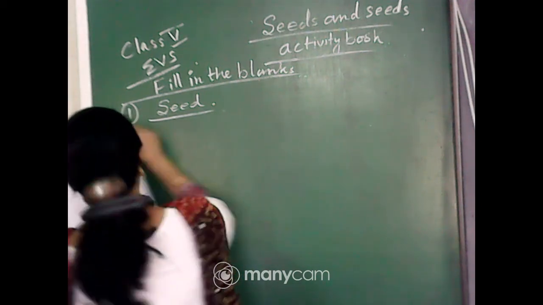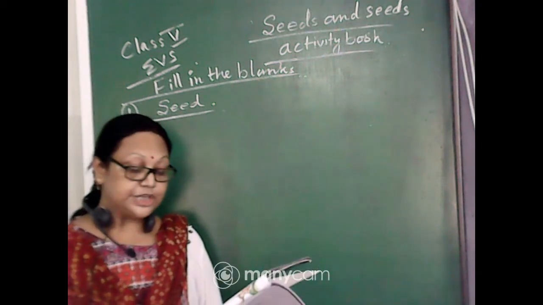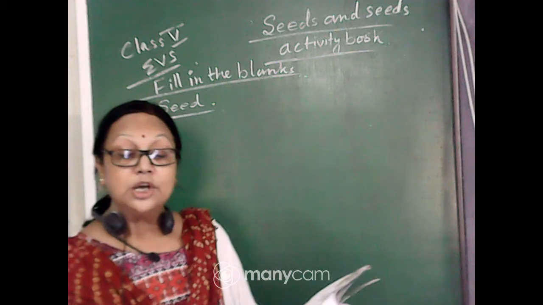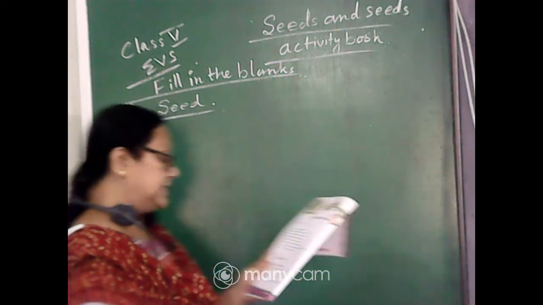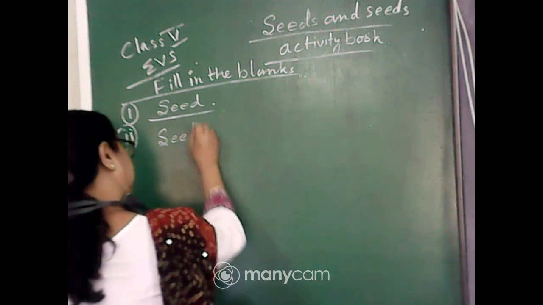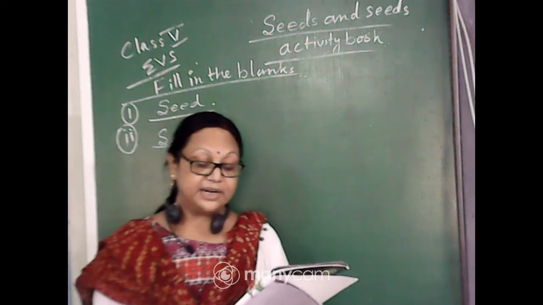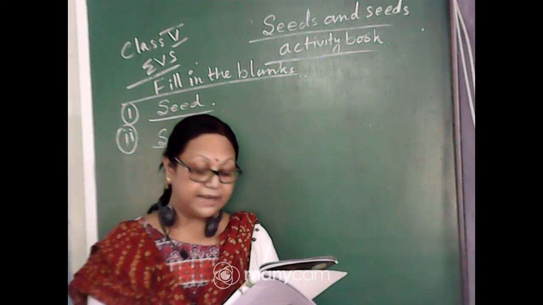Number 2 is given here: different dash have different sizes, shapes, colors and texture. So, it is also seed. The different seeds are having different sizes, shapes, colors and texture.